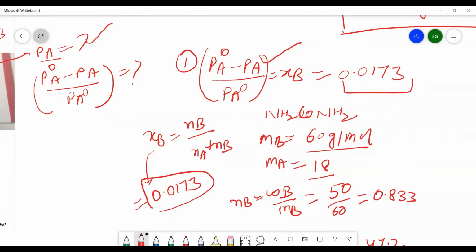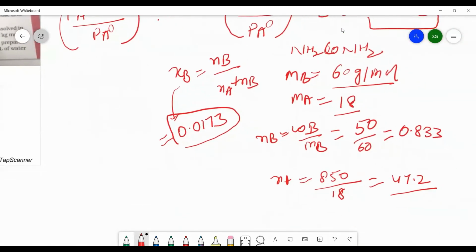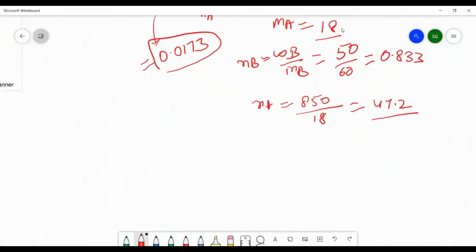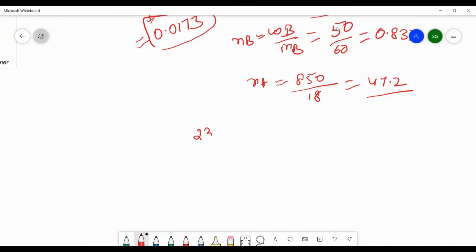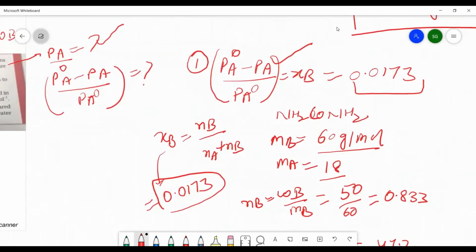तो इस formula के अंदर आप PA naught की value substitute कर दीजिए and the PA naught is 23.8. So whenever you will substitute these values, that is 23.8 minus PA divided by 23.8, which is equal to 0.0173. Then the PA value will come out to be 23.39. So these values mm of Hg जो उनके unit रहेगी, that is mm of Hg. So here, और इसकी कोई unit नहीं होगी relative lowering of vapor pressure की.